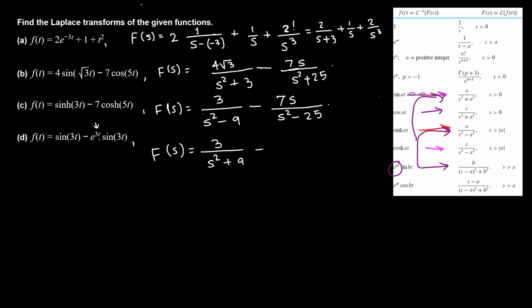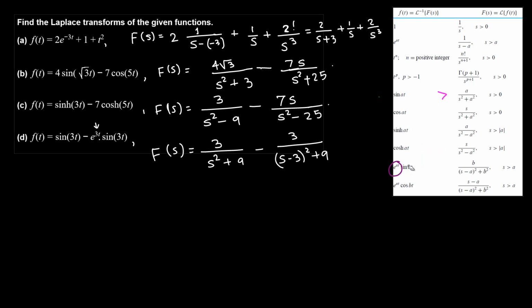So in our context it will be the same thing like this, sine 3t, but due to this exponential function, this s becomes s minus this number, which happens to be 3 as well. So 3 over s minus 3 quantity squared plus 9. This is just coming from this formula. If you directly go to this formula, you will see. Okay, final.